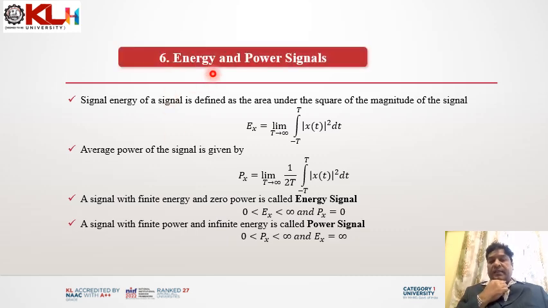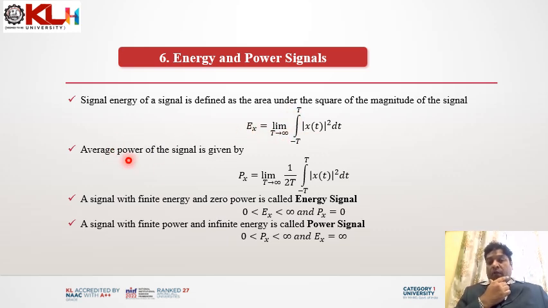Now we are going to discuss another classification, which is energy signal versus power signal. Before we do the classification, we have to define what is energy and what is power. The signal energy of a signal is simply the area under the curve of that signal. We can write the signal energy, denoted by E_x, as the limit T tends to infinity of the integral from -T to T of |x(t)|^2 dt. So we are taking the square of the magnitude of the signal and integrating over its entire duration. That is the energy of the signal.